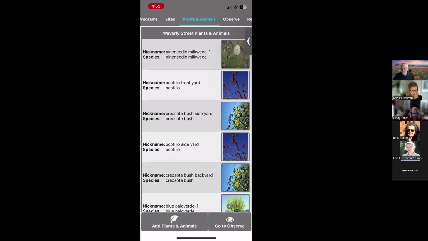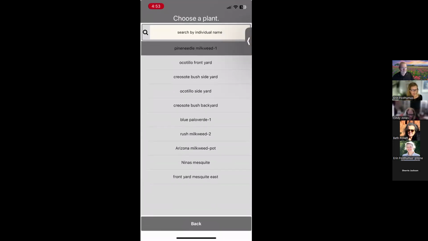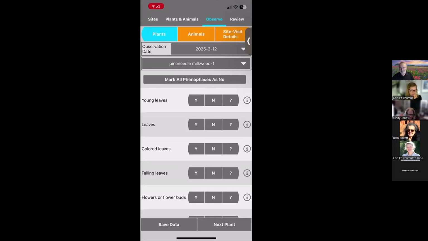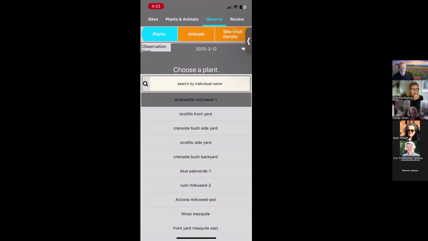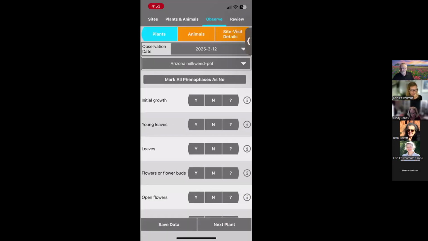I got my list of species, and I'm going to go to observe. Now all of my plants are in this drop down here, and I just tap that. It's under where you see plants, animals, and site visit details, and then the date, which is today. This is where I can access all my plants. If you just have one plant, it'll just show up as your plant, or if you tap that drop down, it'll give you all your options. I'm going to go to the third from the bottom here, my Arizona milkweed pot.